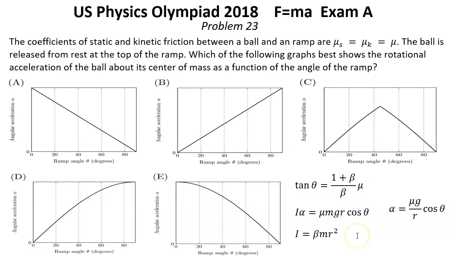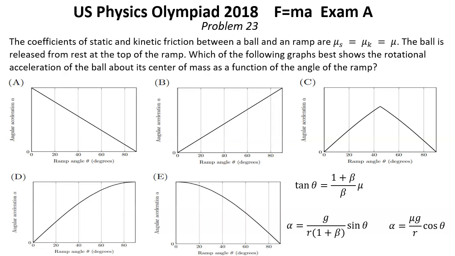And finally we have a solution for two cases. For small angles, tangent theta less than this expression, alpha is an increasing function, and for tangent theta more than this expression we have a decreasing function. These both functions are concave down, and also they have a sharp angle. So that's definitely graph C. And this is the answer for problem number 23.